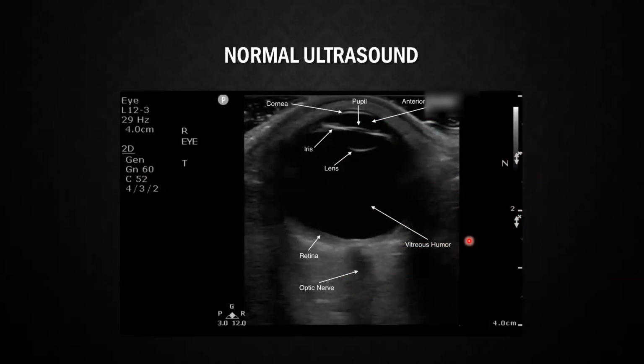Okay, so this is a normal ultrasound that you see right here. It's labeled, which is really nice. In the anterior chamber here, you can see the cornea. This is the pupil. And then you have the iris. And then this here crossing into the posterior chamber is your lens. Back here is your vitreous humor, so this area should be just completely black on the screen. And then your retina is here. And then this shadowing area is your optic nerve sheath.